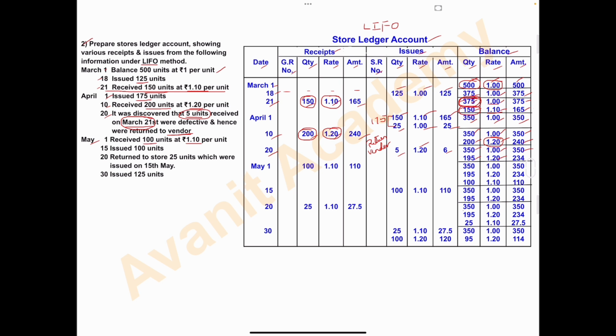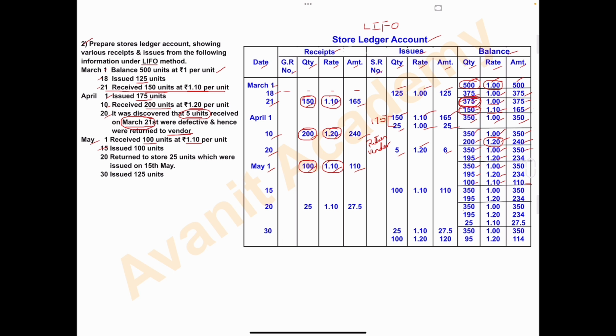On May 1st, received 100 units at rupees 1.10 per unit. This entry will be recorded in the receipts column. May 1st, number of units purchased is 100. Rate per unit is 1.10. 100 into 1.10, amount is 110. Issues column nil. Write the previous balance as it is: 350, rate per unit 1, 350; 195, rate per unit 1.20, amount 234. Now add the recent purchase, that is 100 units. Rate per unit is 1.10 and the total amount is 110, and close this.